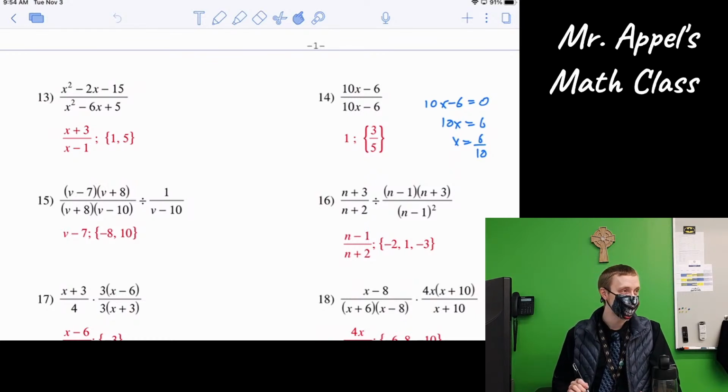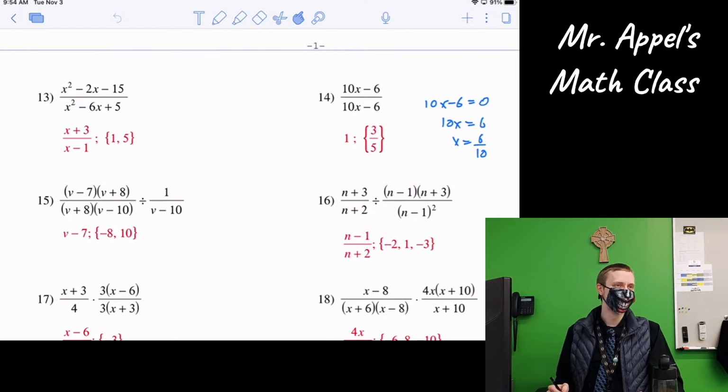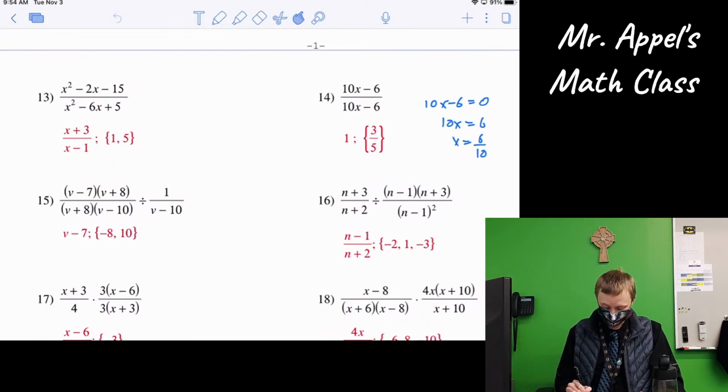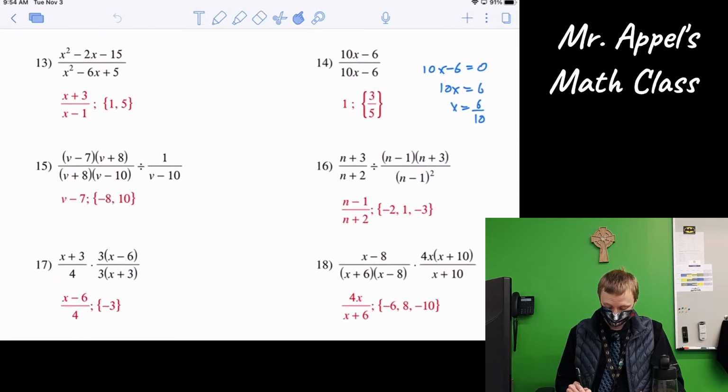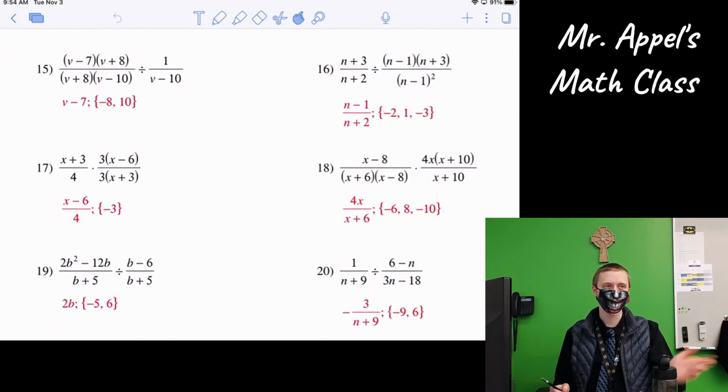I like number 14. It's just kind of goofy in its simplicity. It's the same exact thing on top and bottom. It's a really fancy form of 1. More like 14. Put 14 on the test.